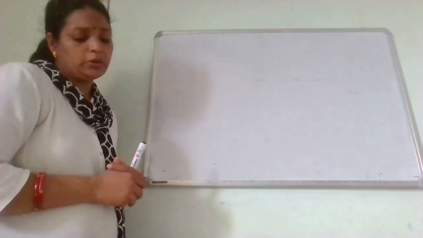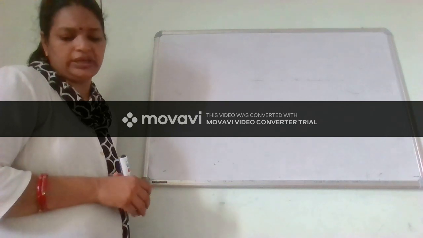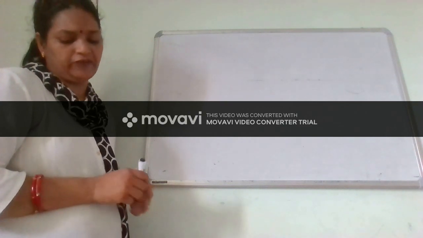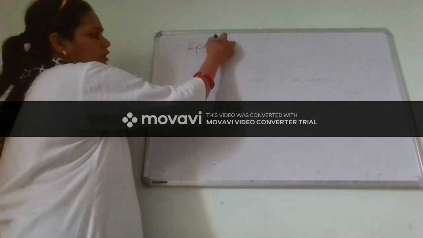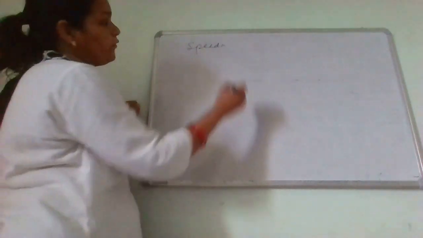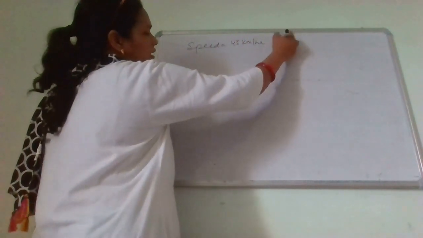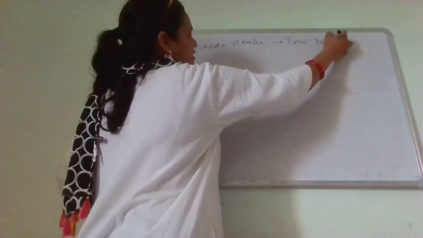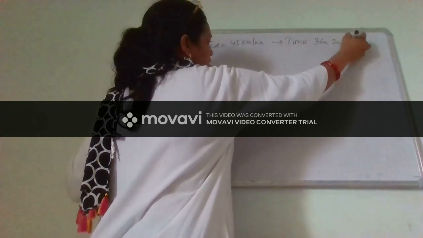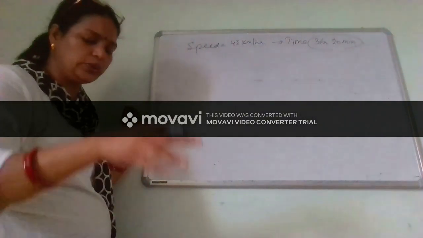Now, question number 7. A bus covers a certain distance in 3 hours 20 minutes at an average speed of 45 km. Here, students, speed is equal to 45 km per hour. Then, time taken is how much? 3 hours and 20 minutes. So, this you have to convert into hours only. This is the only hitch over here.